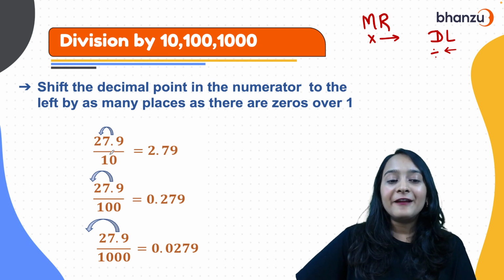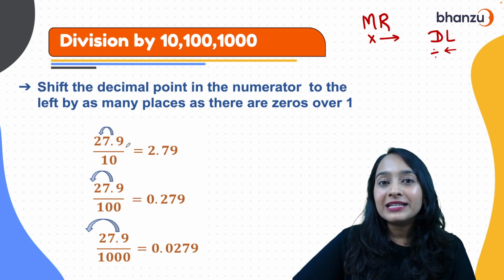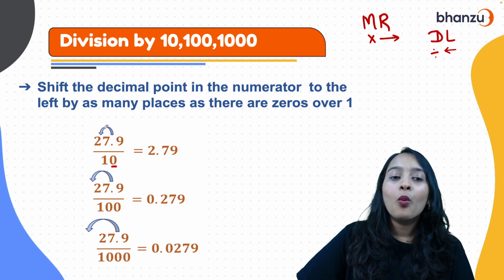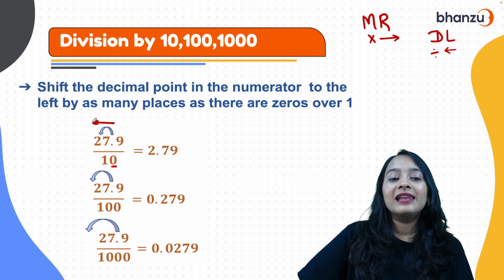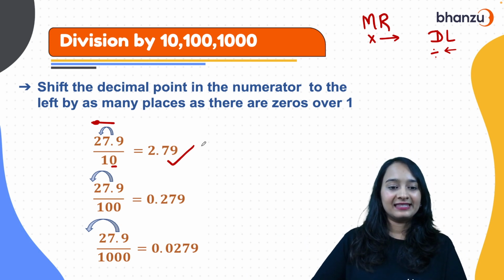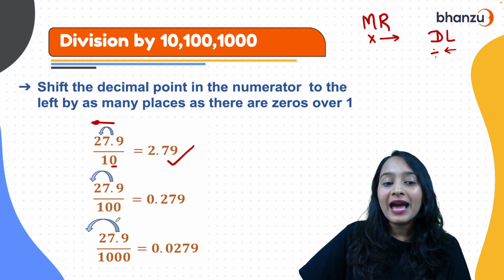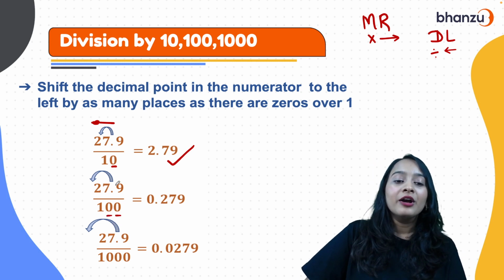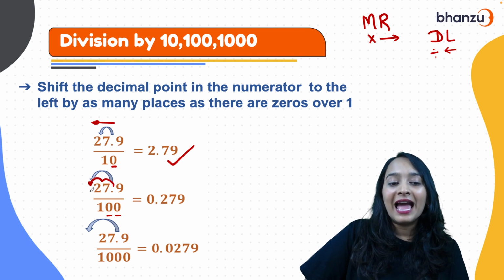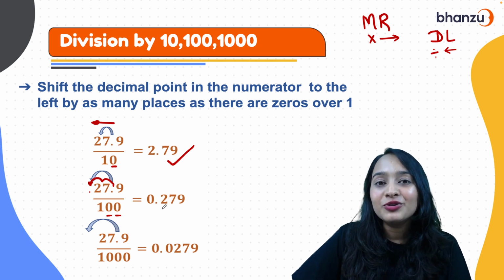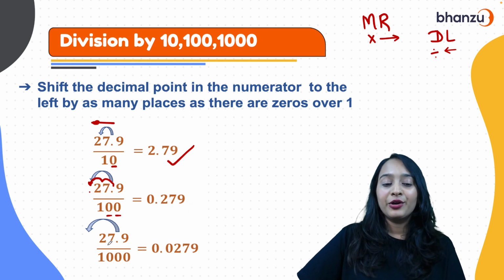What do I mean by that? For example, if I take 27.9 by 10. So how many zeros are there? 1 zero. So we will move our decimal point 1 digit towards the left side. So it's going to become 2.79. Now here you have 27.9 by 100. You have 2 zeros in the denominator. So we jump 2 digits and place our decimal point. So it's going to become 0.279.